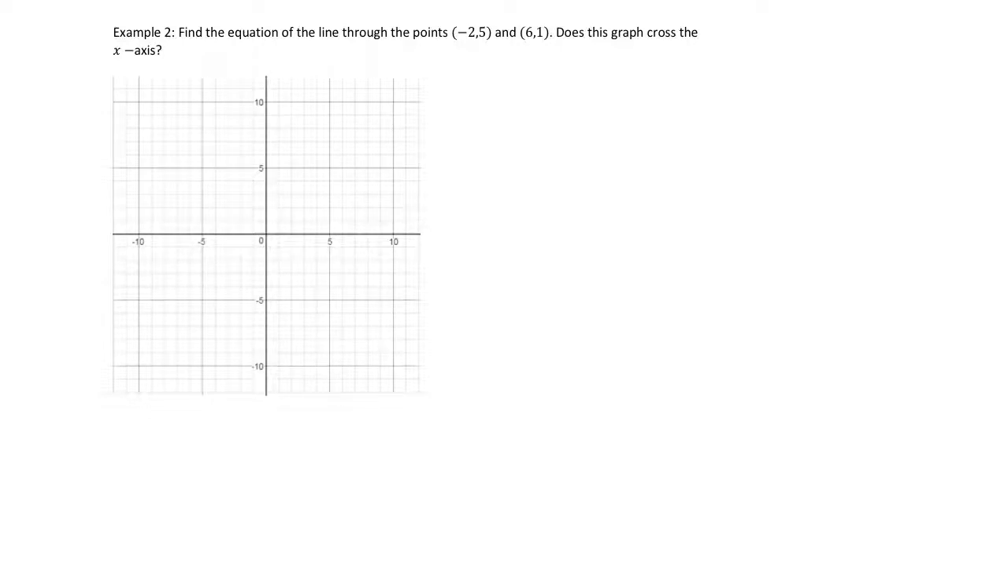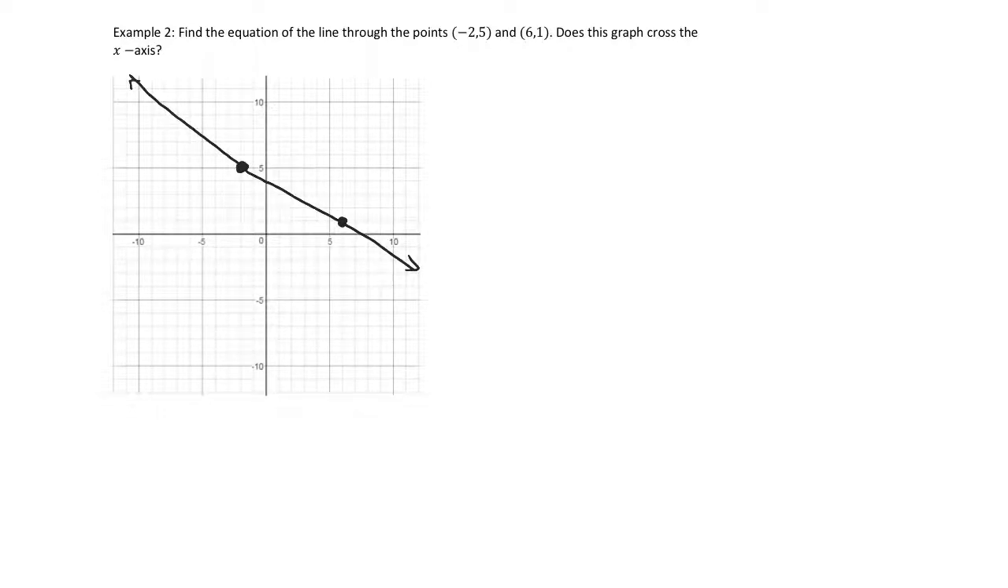For example 2, I want to find the equation of the line that goes between the points negative 2, 5 and 6, 1. I'm going to plot those on the graph given below. So that is negative 2, 5 and 6, 1. There's definitely a line that goes between these 2 points. So I'll try to draw that on here. Not perfect, but whatever. It's trying to get the point across that there's definitely some line going between these 2 points.